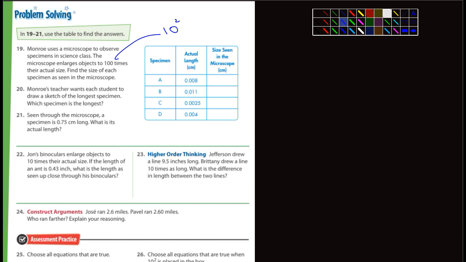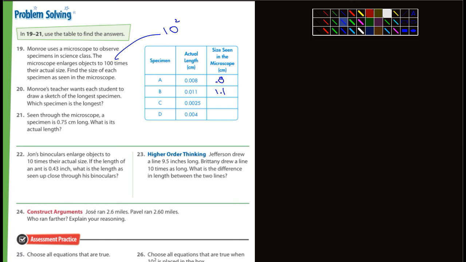So specimen A here would now be what? 0.8. Specimen B, 2 places, would be 1.1. I'll let you fill out the rest. And it says Monroe's teacher wants each student to draw a sketch of the longest specimen. Well, which one's the longest? Well, actually, it looks like I'm going to have to finish this chart with you guys here. I'll move it 2 places, and this is going to be... Oh, no, I don't, actually.